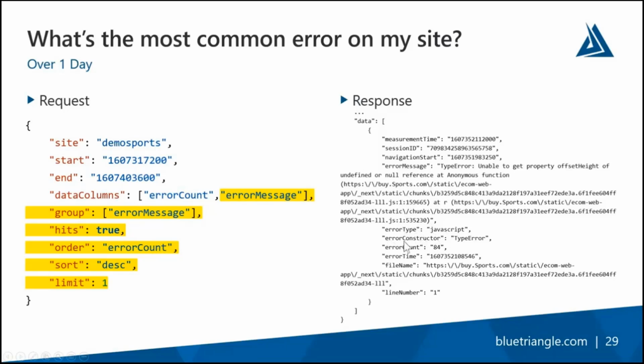But you can see what kind of error it was. It was a JavaScript error. The error constructor, it was a type error, and this happened 84 times on our site over this one day. Here's the file name and the line number as well.